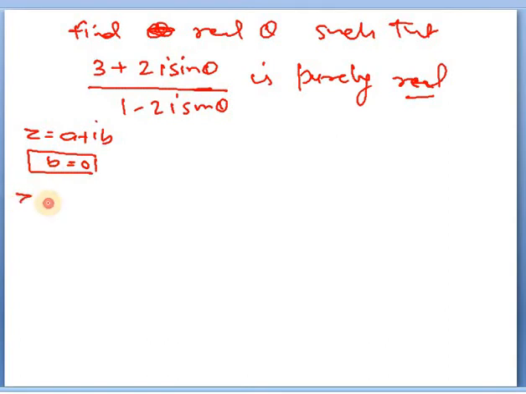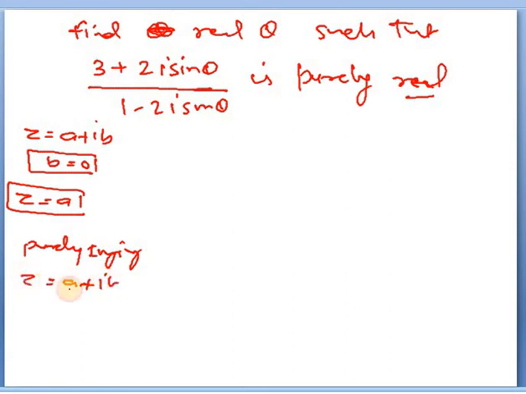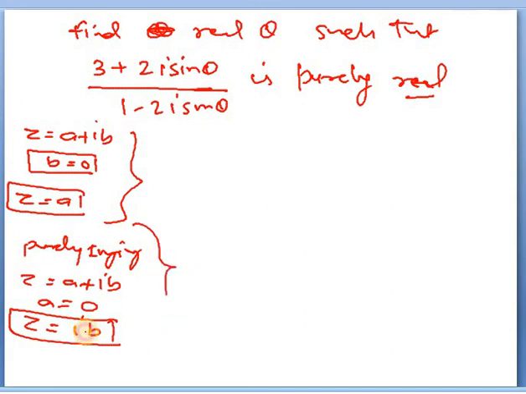If we substitute, then we can write z = a, that means it is purely real. If they say purely imaginary, then z = a + ib with the real part equal to 0, then we can say it is purely imaginary. So this is what is meant by purely real or purely imaginary. Okay, now moving to the question.